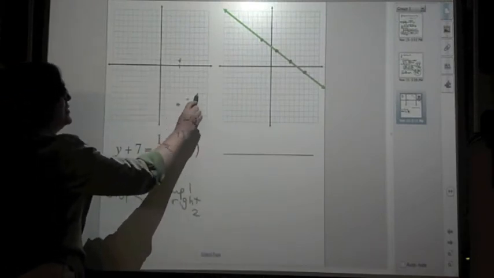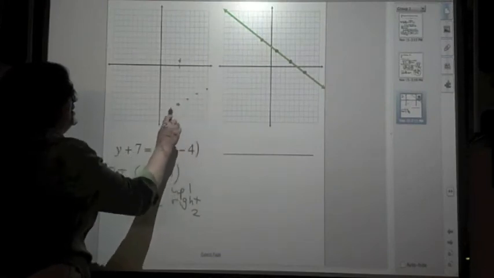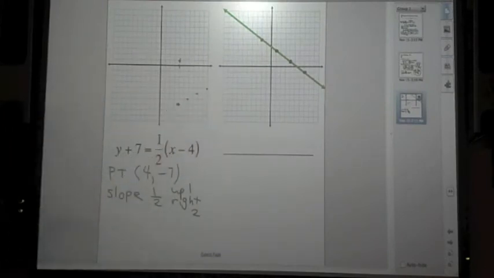Up 1 over 2. And so, I don't know if you can hear it, but school just let out and there's a lot of happy people outside.